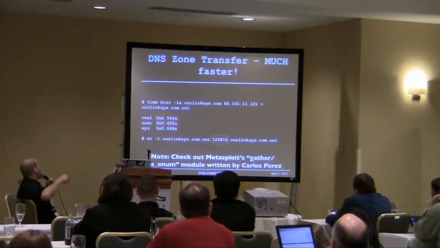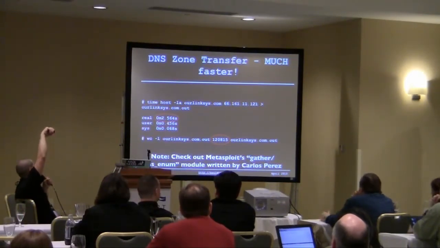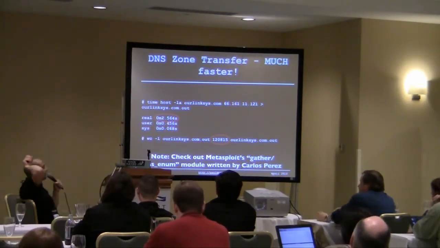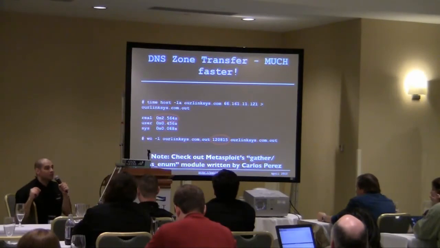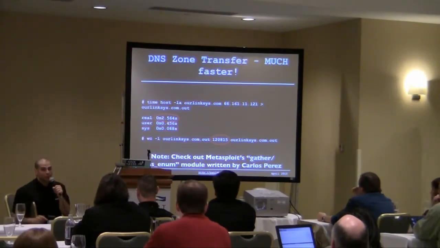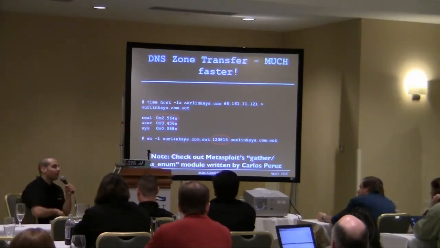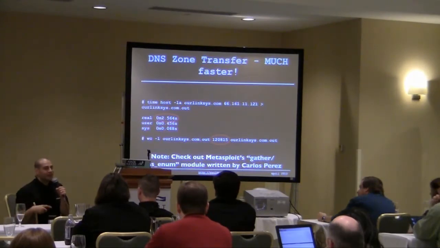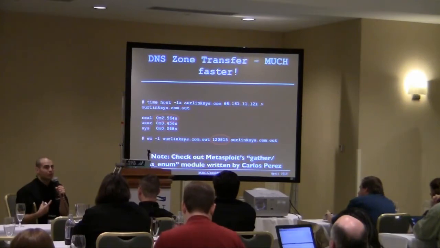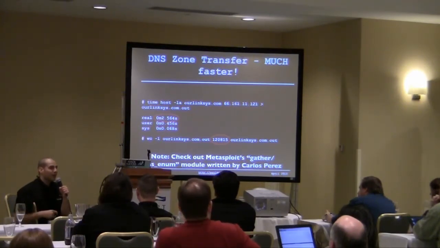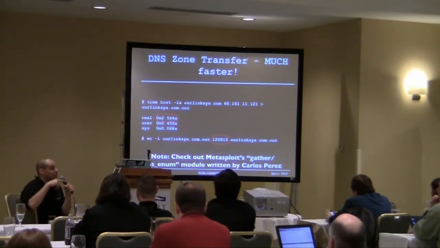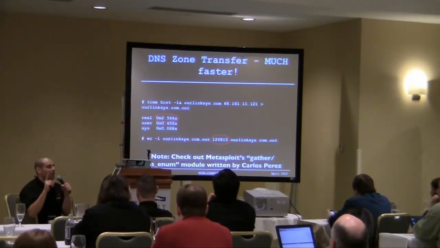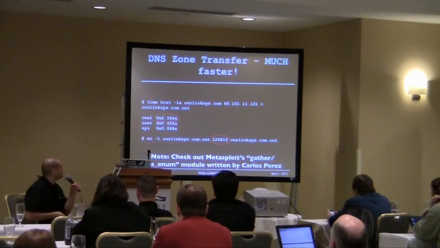So again, check out Metasploit's gather DNS enum. It will do this as well as do the subdomain brute forcing. It'll transfer SRV records, it'll read text records. It's kind of like the Swiss Army knife for DNS hacking. It's in Metasploit, Carlos wrote it, and it works really well. I was having some trouble because I was trying to use the standalone version that wasn't up to date, but the one in the latest SVN trunk of Metasploit seemed to work the best for me.